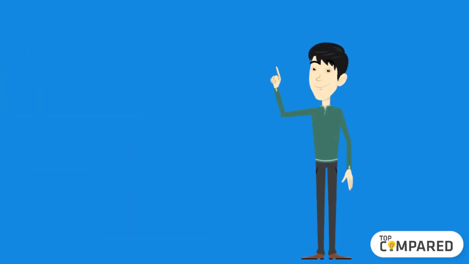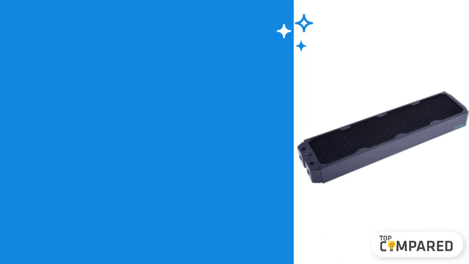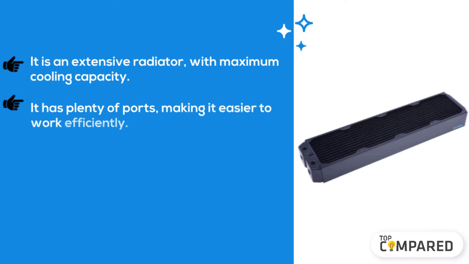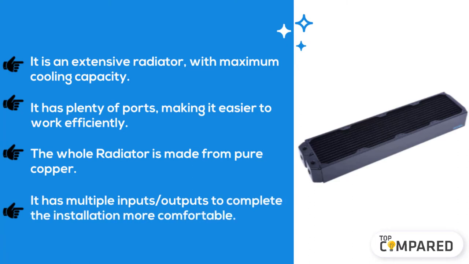The third product is the Alphacool full copper 480mm radiator. It is an extensive radiator with maximum cooling capacity. It has plenty of ports, making it easier to work efficiently. The whole radiator is made from pure copper. It has multiple inputs/outputs to make the installation more comfortable.